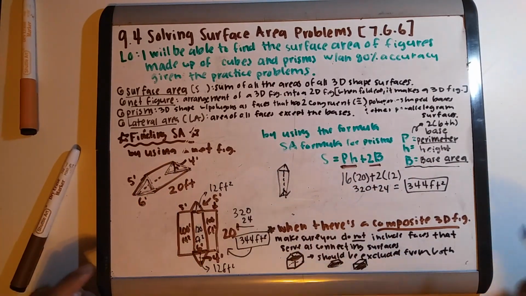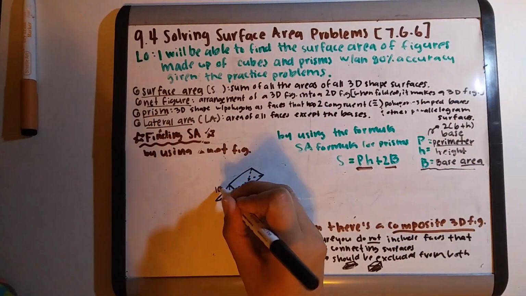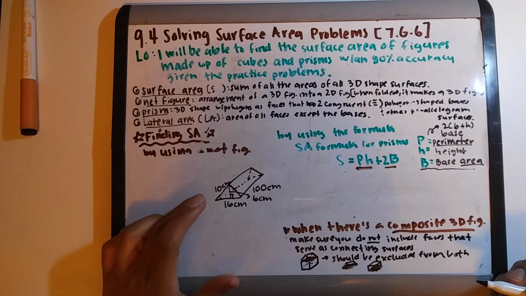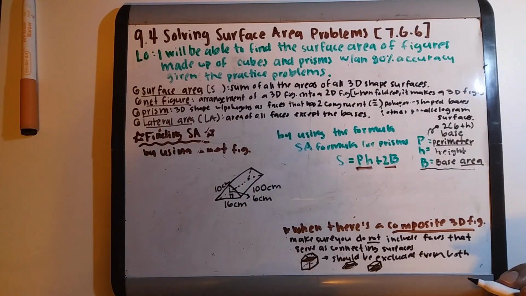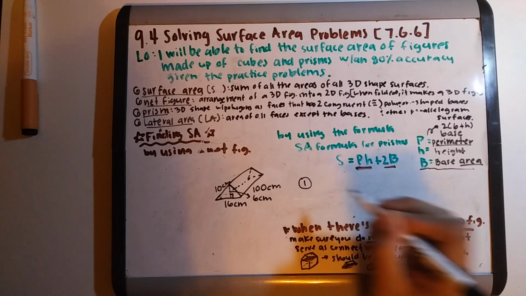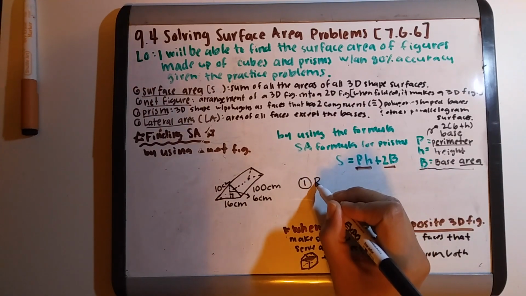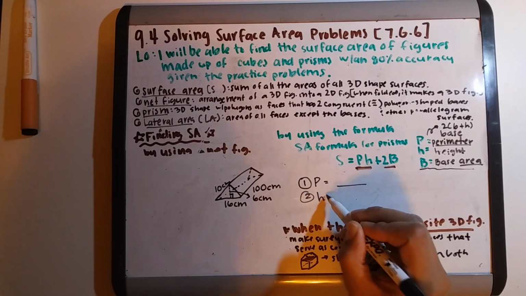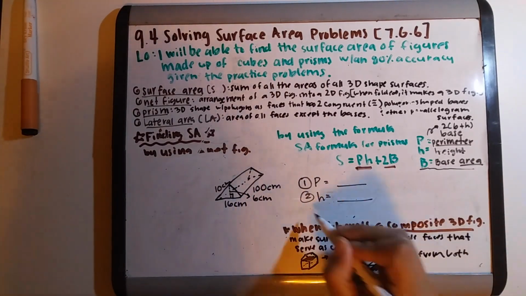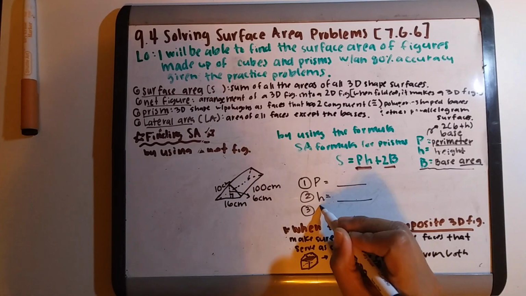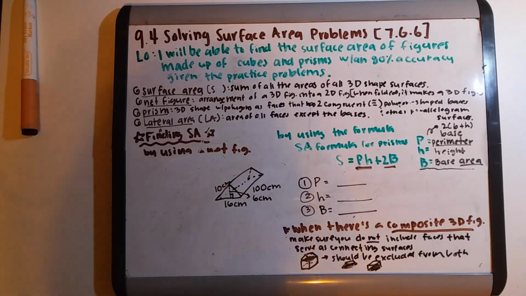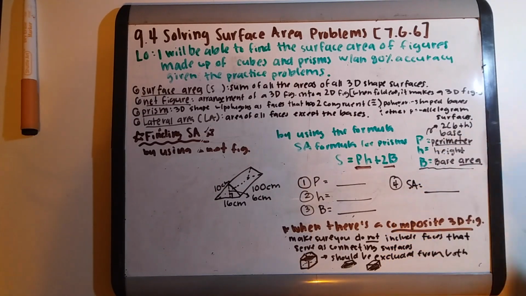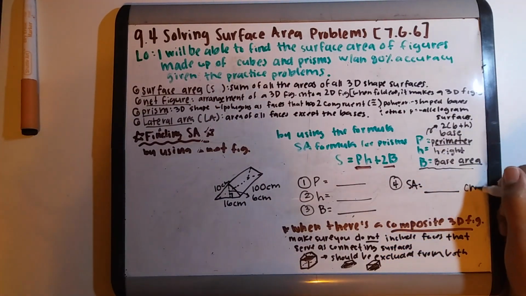So let me give you one to do. I'm going to ask you to find the surface area, but before I do that, here we go. First question I'm going to ask you is, give me the perimeter of the base. Number 2, what's the height of the prism? Number 3, what is the area of one of the bases? Number 4, give me the surface area all together. Remember, it's going to be square centimeters.